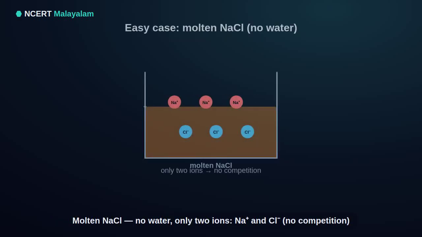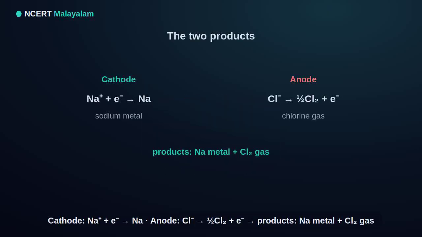Let us start with an easy case, molten sodium chloride, that is, melted sodium chloride. Here there is no water, only two ions, the sodium ion and the chloride ion. There is no competition. At the cathode, the sodium ion gains an electron to become sodium metal. At the anode, the chloride ion loses an electron to become chlorine gas. The products are sodium metal and chlorine gas.